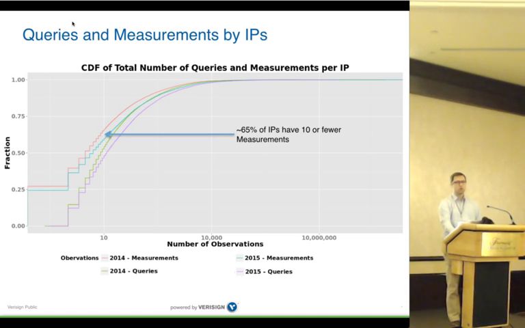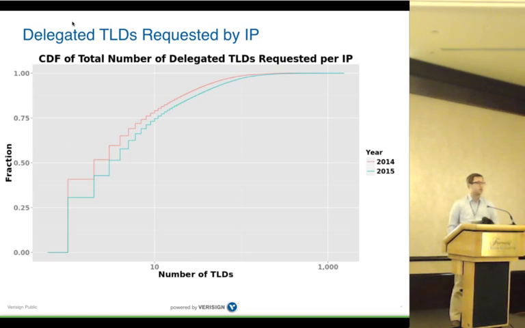So the next thing we wanted to do is investigate a little bit further on these IPs. Specifically, how many of the delegated TLDs are they actually requesting? So here we found on another CDF plot that the vast majority, roughly 75, 80% of the IP space observed, is requesting less than 10 TLDs during a DIDL capture. So that's a relatively few number of TLDs given the size of the zone now.